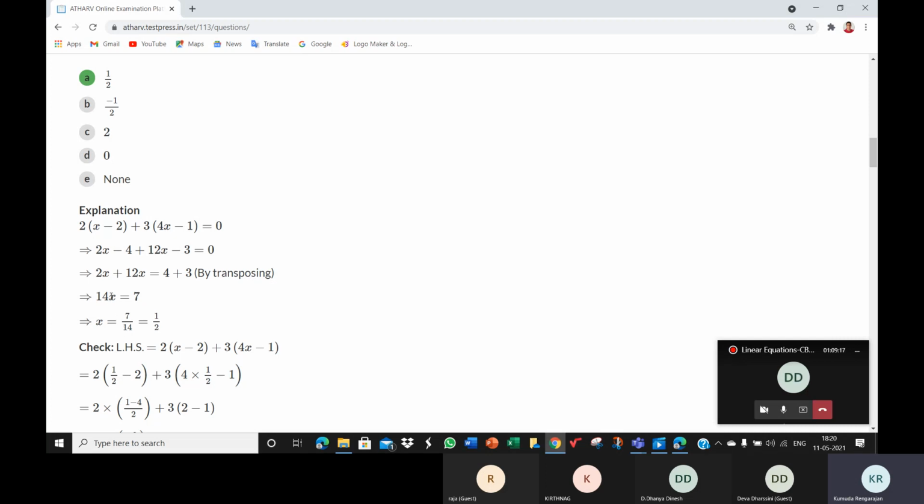Write it as it is. 14 and x are in multiplication, so 14 will go to the other side for division. So x is equal to 7 by 14, or 1 by 2. Just look at the steps once again. Ask me your questions.